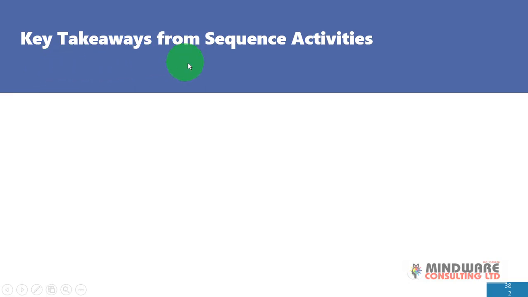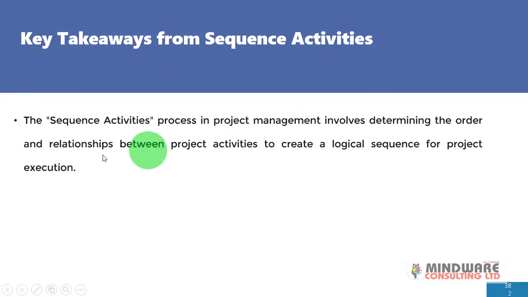So what are the key takeaways from the sequence activities process? The sequence activities process in project management involves determining the order and relationships between project activities to create a logical sequence for project execution. This is very critical for effective and efficient project execution. While you are completing each activity, you need to know which one comes next so that you can quickly move into the next activity when you are done with the current one.